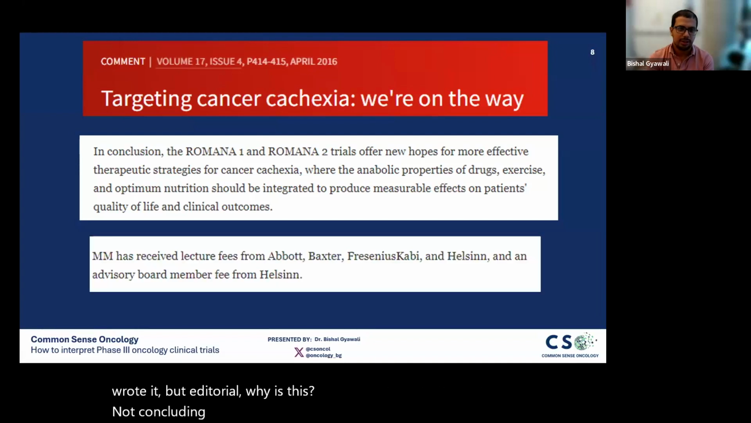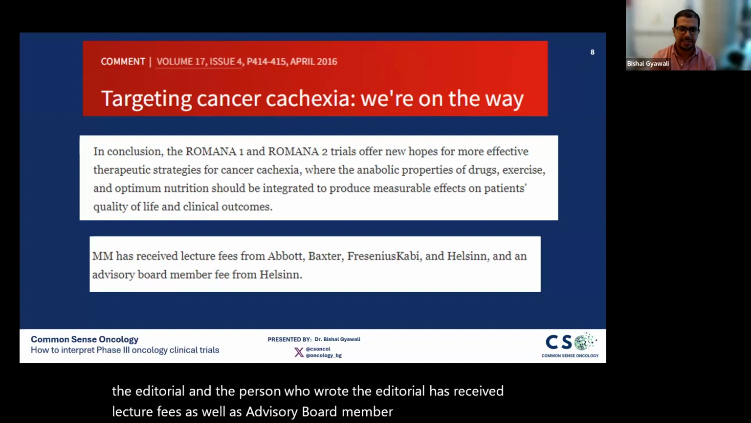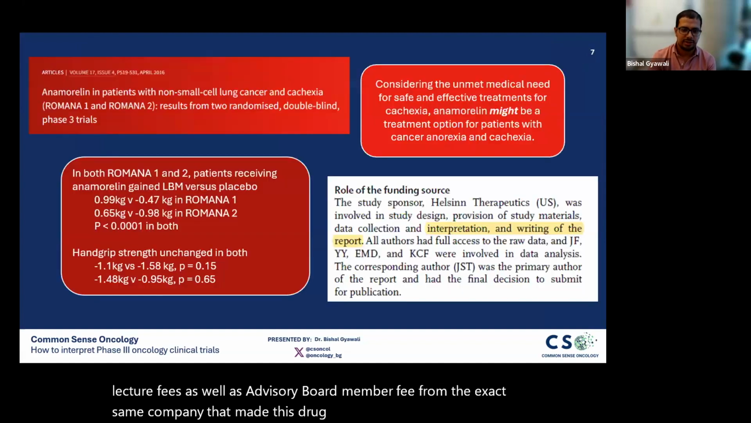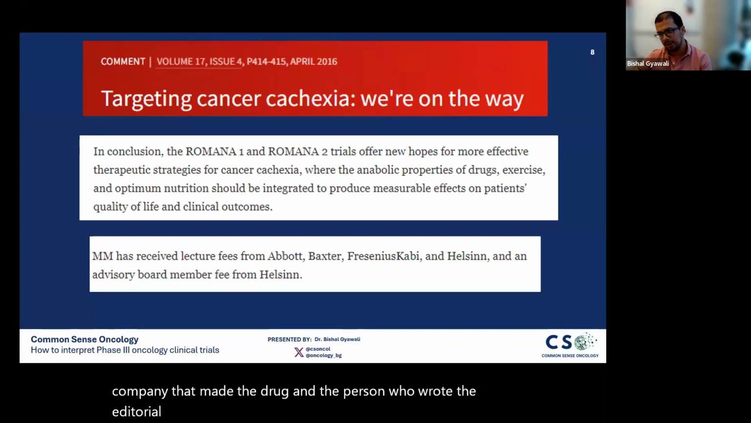And then I looked at the person who wrote the editorial, and the person who wrote the editorial has received lecture fees as well as advisory board member fees from the exact same company that made this drug. As you can see, it's the same company that made the drug, and the person who wrote the editorial has received money from the exact same company. Of course, it would be favorable.